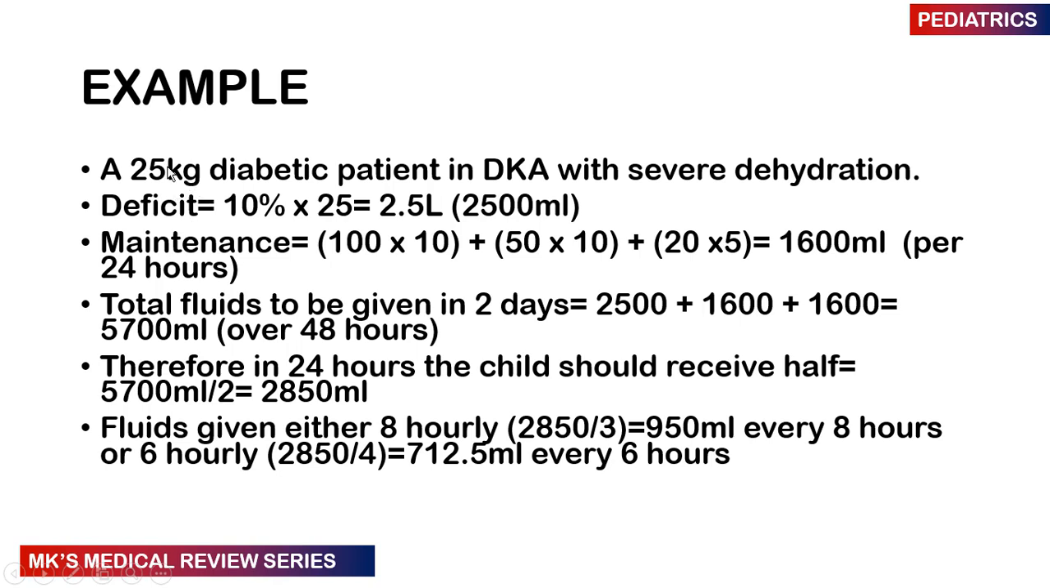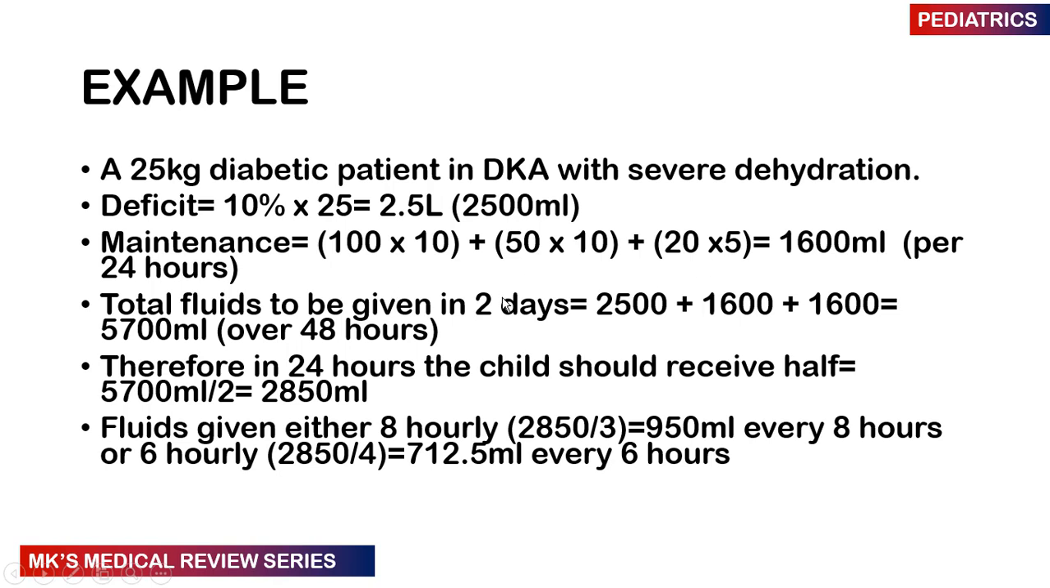Suppose a 25 kg diabetic patient presents with DKA and severe dehydration. Remember, in severe dehydration, they've lost 10% of their body weight. So 10% of 25 is 2.5 liters. So they've lost about 2.5 liters, that's roughly 2,500 mils. So this is our deficit, our 2,500 mils. Now, what's the maintenance of this child over 24 hours? This is 25 kg. So 100 mils for the first 10 kg, 50 mils for the next 10 kg, 20 mils for everything that is remaining. So this gives you 1,000, this gives you 500, this gives you 100.